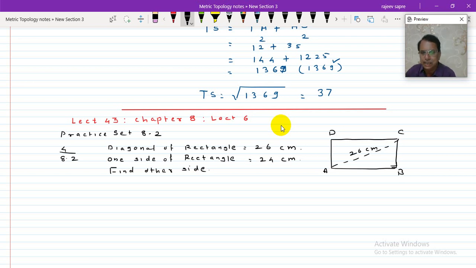Also given one side of the rectangle is 24. So we will assume that this side AB is 24 centimeters. We don't know whether this is 24 or this one side is 24 centimeters, so roughly I can say AB is 24 centimeters. Now we always know that this diagonal divides this rectangle into two triangles, and as rectangle means at every vertex the angle is 90 degrees.